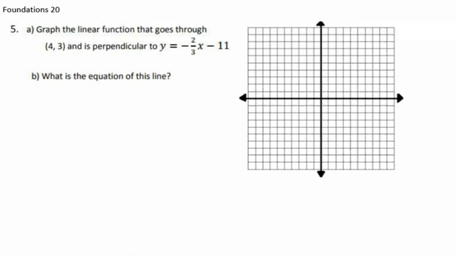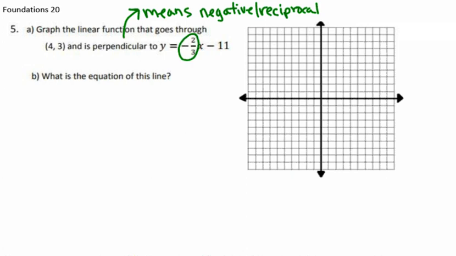A. Graph the linear function that goes through the point (4, 3) and is perpendicular to y equals negative 2 over 3x minus 11. So remembering from last year, this term perpendicular means the negative reciprocal of the original slope. So if our slope here is negative 2 over 3, the negative of that would now make it positive, and when we reciprocate that, this flip will be 3 over 2, x minus 11. That's the equation that we want to be working with.